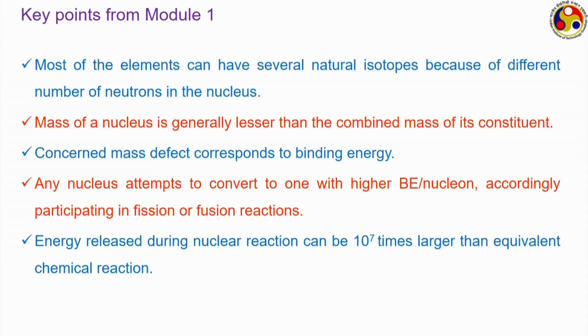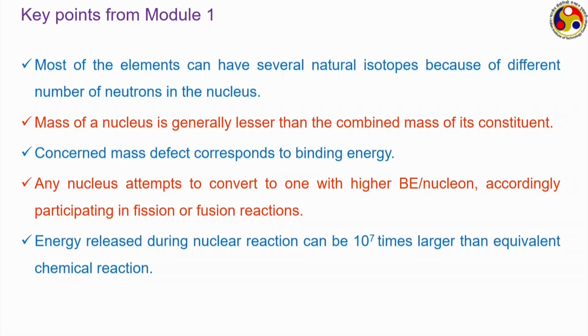I am going to summarize the key points that we have learned here. After getting introduced to the topic of nuclear power generation, we have learned about the concept of isotopes, and we have seen that most natural elements can have several isotopes because of the presence of different numbers of neutrons in the nucleus. While they have the same chemical properties, their nuclear properties vary strongly. The mass of a nucleus is generally lesser than the combined mass of its constituents, which leads to the mass defect. This mass defect corresponds to the binding energy. Binding energy can be viewed as the glue which binds the nucleons together in the very small volume of the nucleus.